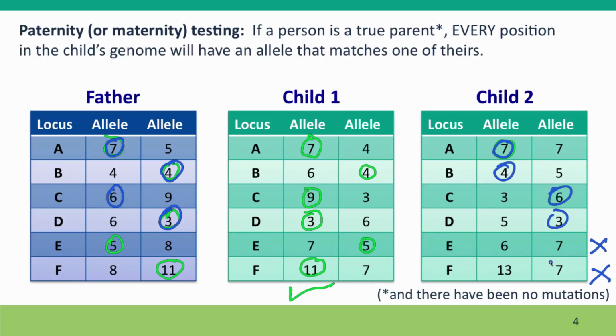Now, because VNTR loci mutate at a high rate relative to normal chromosomal genes, it's usually not considered sufficient that one of the 13 loci doesn't have a match. It's usually required that at least 2 of the loci don't have a match in order to say definitively that the man is not the father of the child. So paternity testing won't prove absolutely that a man is the father of a child, but it can prove with very, very high confidence that he is not the father.